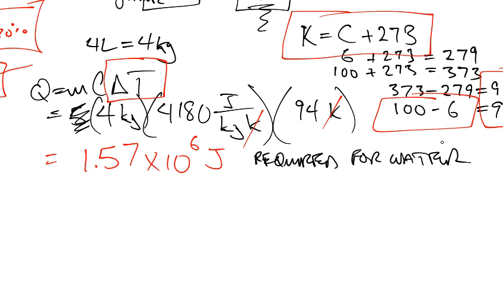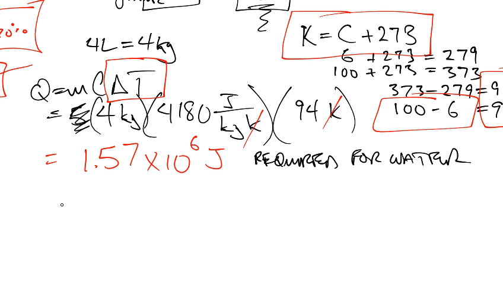Is that how much energy the stove element produces? No. The stove element must produce more energy than 1.57. Why? Because only 70% of the energy that leaves the stove element actually makes it into the water. So, how much energy must the stove element produce?